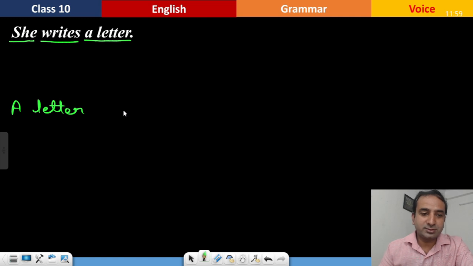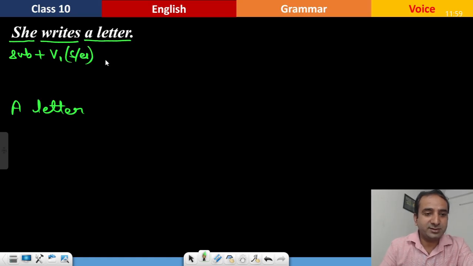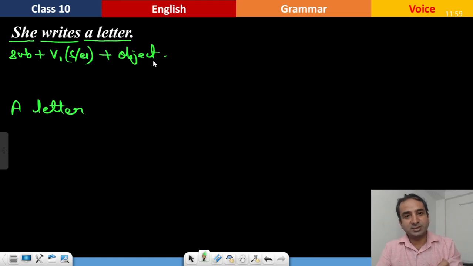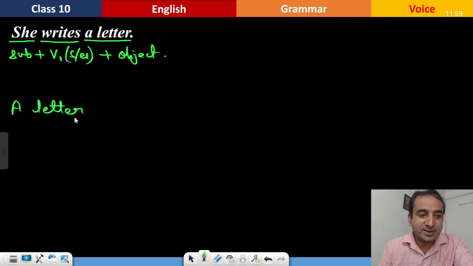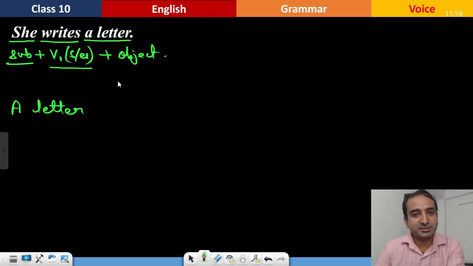Clear? Now, see, the rule is subject, then first form of verb, and maybe S or ES with the verb. Now, object. This is the rule. Now, we will follow the same rule. As I told you, we are not going to change the tense of the sentences. Then how can we transform this sentence? See, the subject is written here. The subject is very clear. Now, we are moving to the verb, first form of verb, but we will use be as the main verb. As I told you, we will use be as the main verb in this sentence.